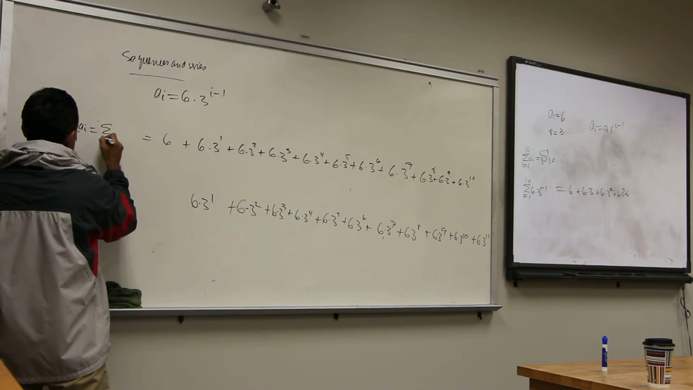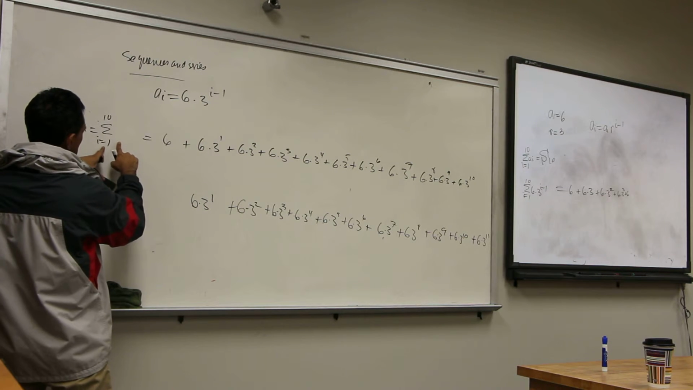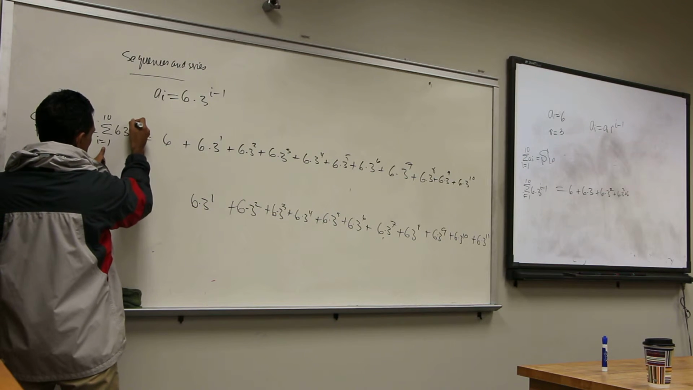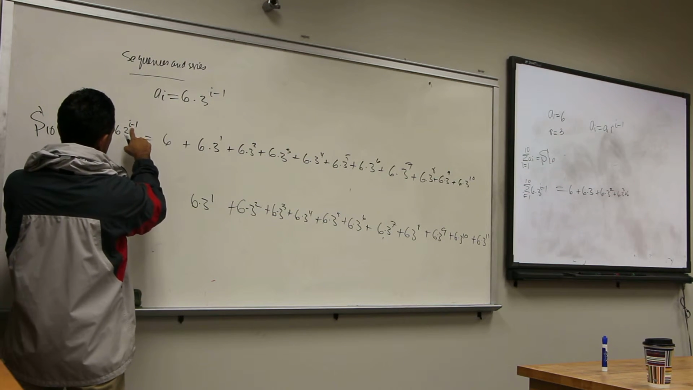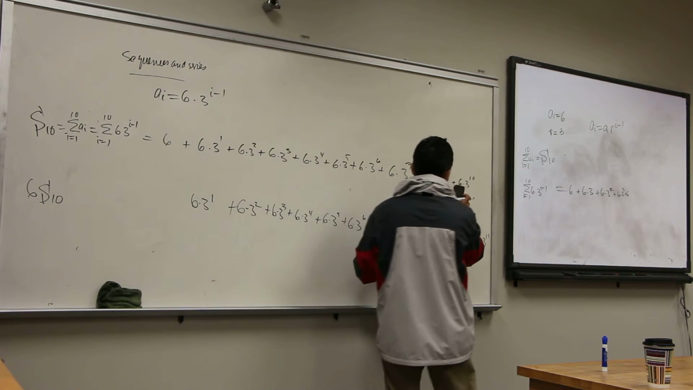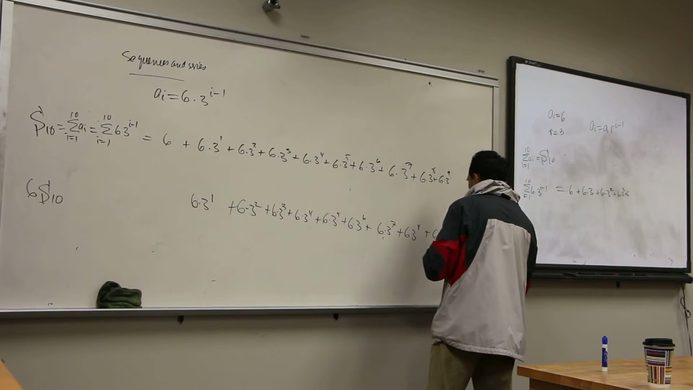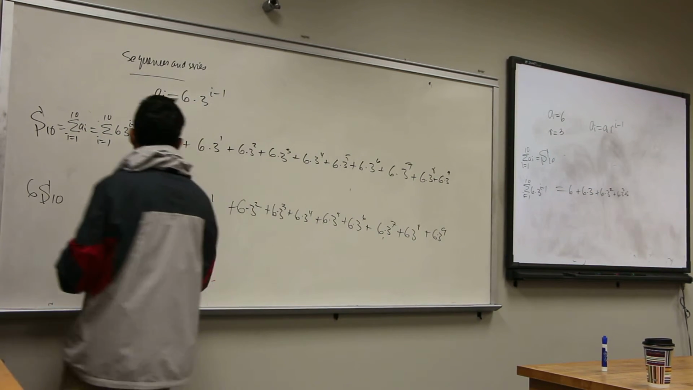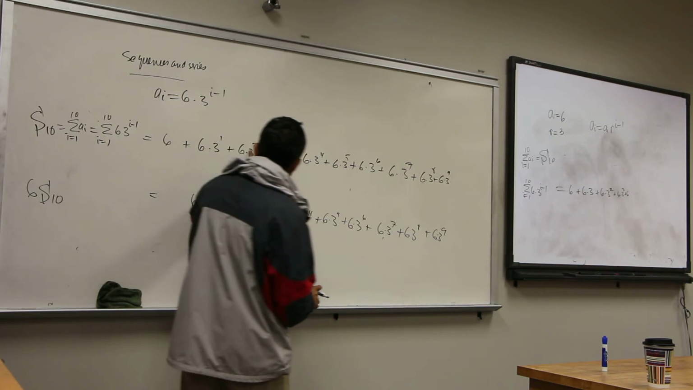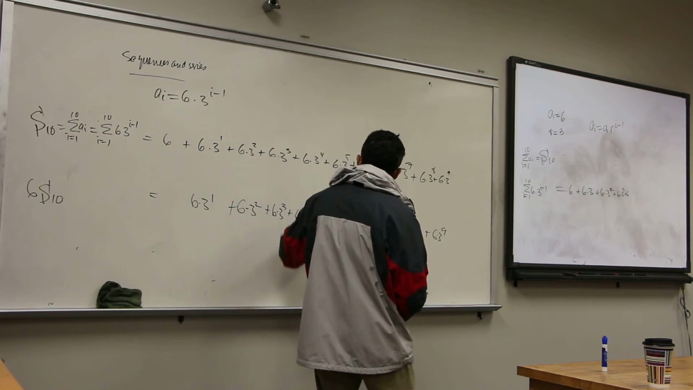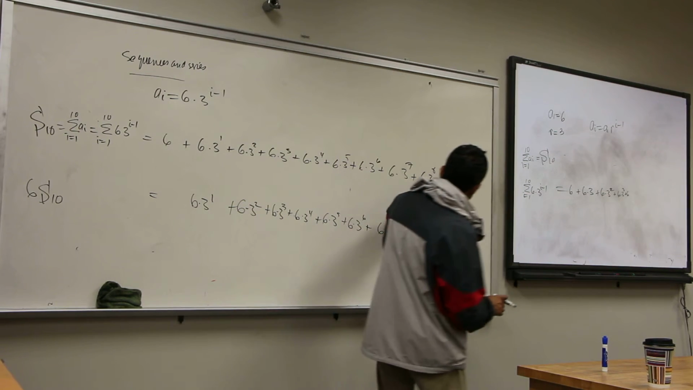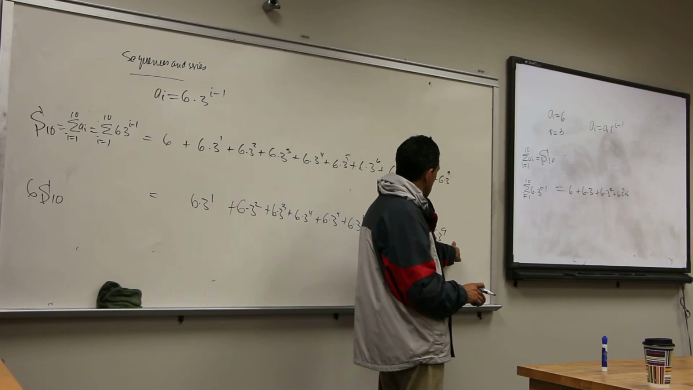What did you say AI was, Miss Howe? What is AI? 6 times 3 to the power I minus 1. So when I is 1, this is 6. When I is 2, this is 18. Oh, we have to go up to 9. I'm sorry. Yes, you're right. Now we'll take this and multiply it by 6. Take this and multiply it by 6. Take this and multiply it by 6, and so on.